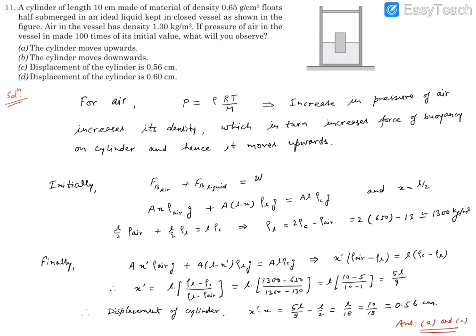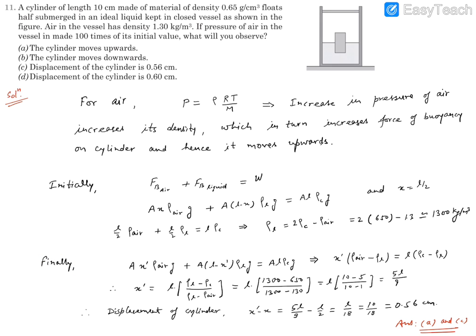Again L cancels, and the liquid density, which was not known to us, can be calculated: rho L is 2 times the density of the cylinder minus the density of air. Now we put in the values. The density of the cylinder is 0.65 gram per cc, which in SI units is 650 kilogram per meter cube, times 2. Air density is very small, 1.3, so practically it equals 2 times the density of the cylinder, which is basically 1300 kg per meter cube. You can check the calculation.